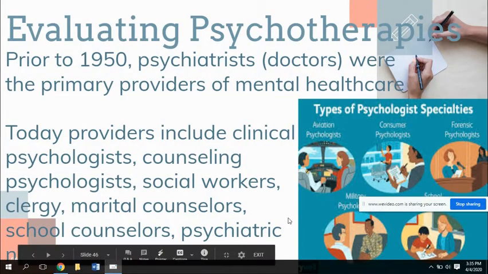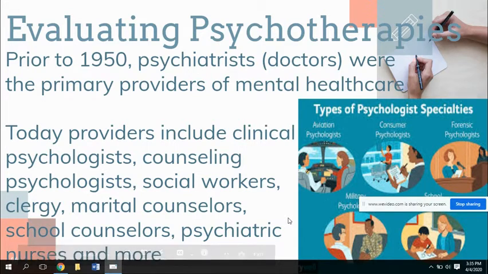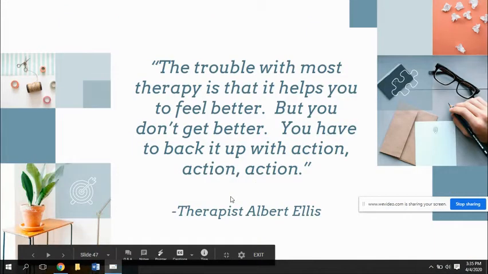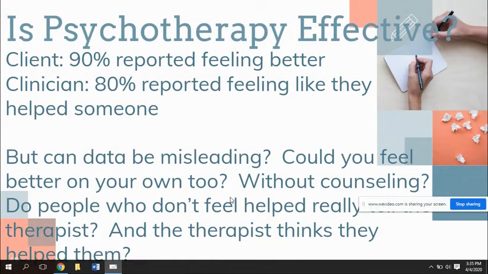So, evaluating these psychotherapies. Prior to 1950, a psychiatrist, which, you remember, is the one with the medical degree, the doctor, was the primary provider of mental health care for people. After that, psychologists come about, and so psychotherapy comes about, and you have a humanistic or a behavioral psychologist. And there's tons listed here that are out and about today.